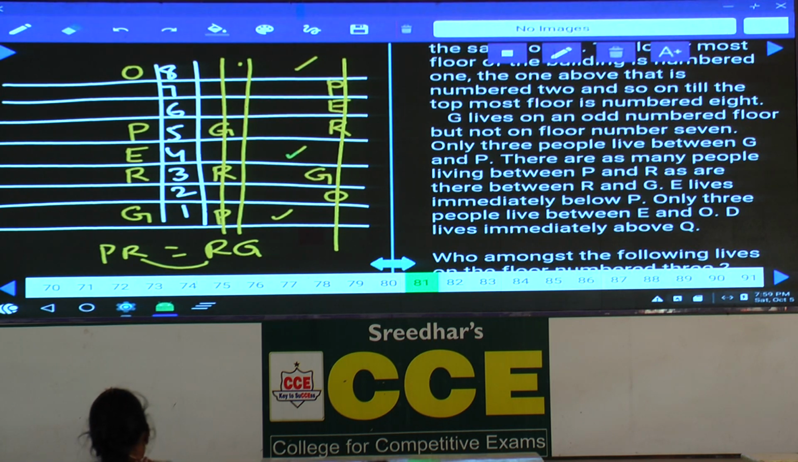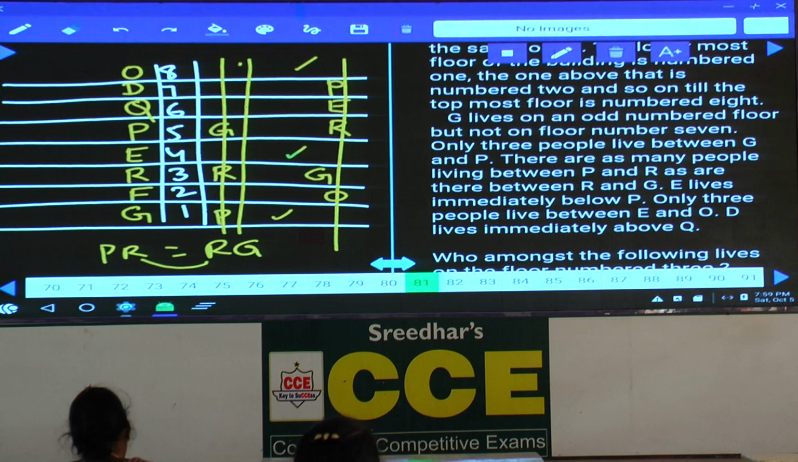D lives immediately above Q. Hence, here it must be D immediately above Q, Q is here. Then who is the other person left over? F is the person left over, F must be at this place. As the order is OD, QP, ER, FG, this is the order in which these 8 persons are staying on 8 different floors. This is about 81 to 85.